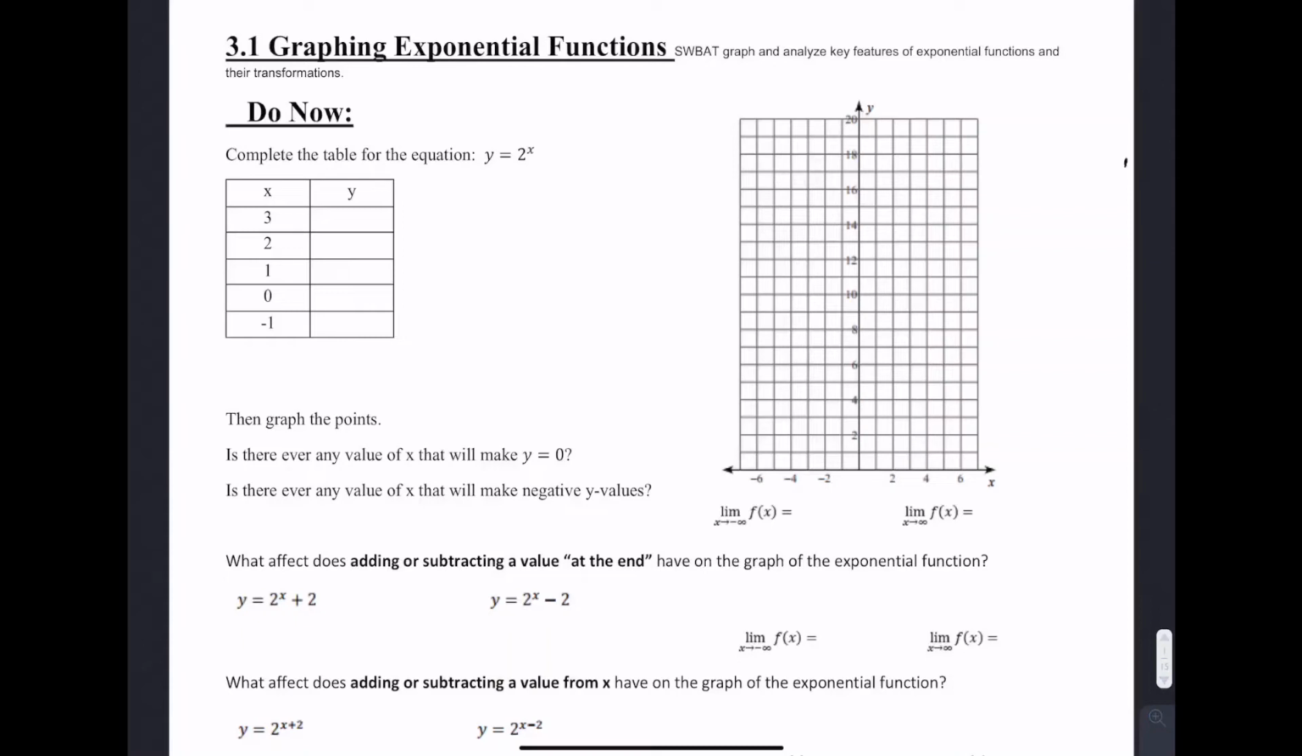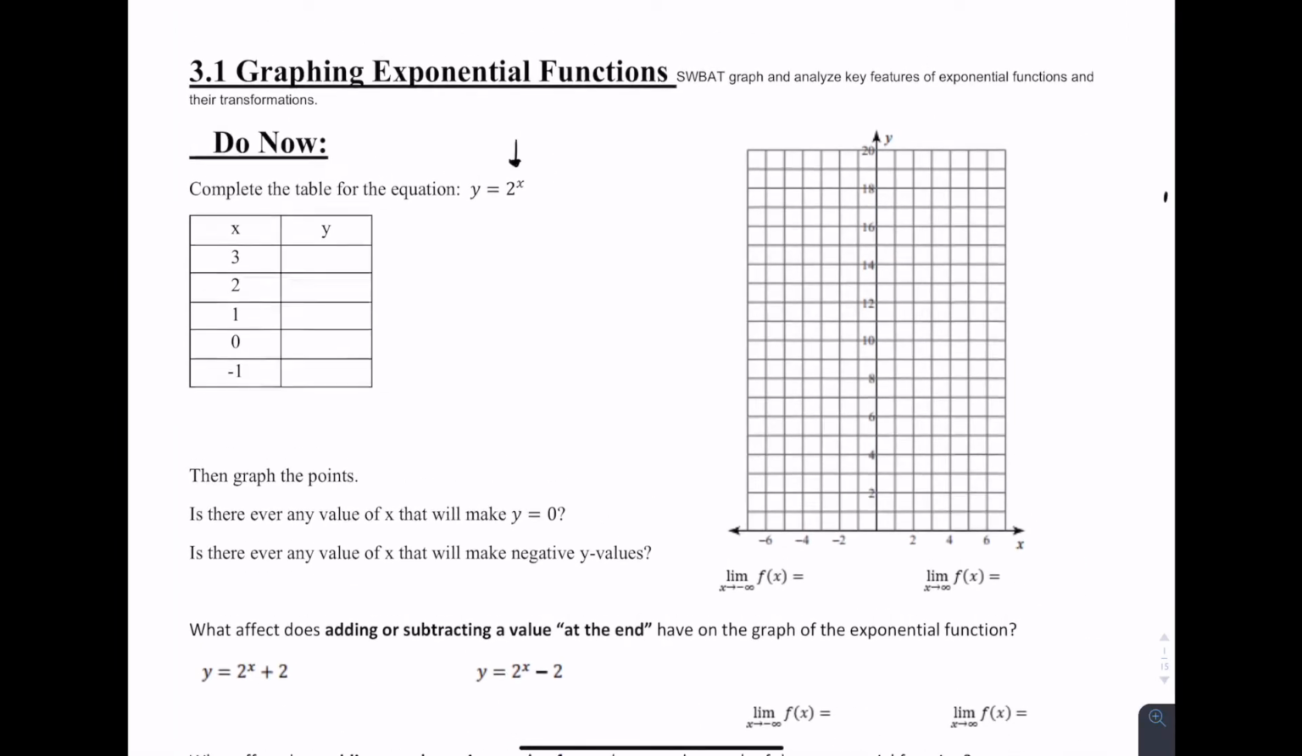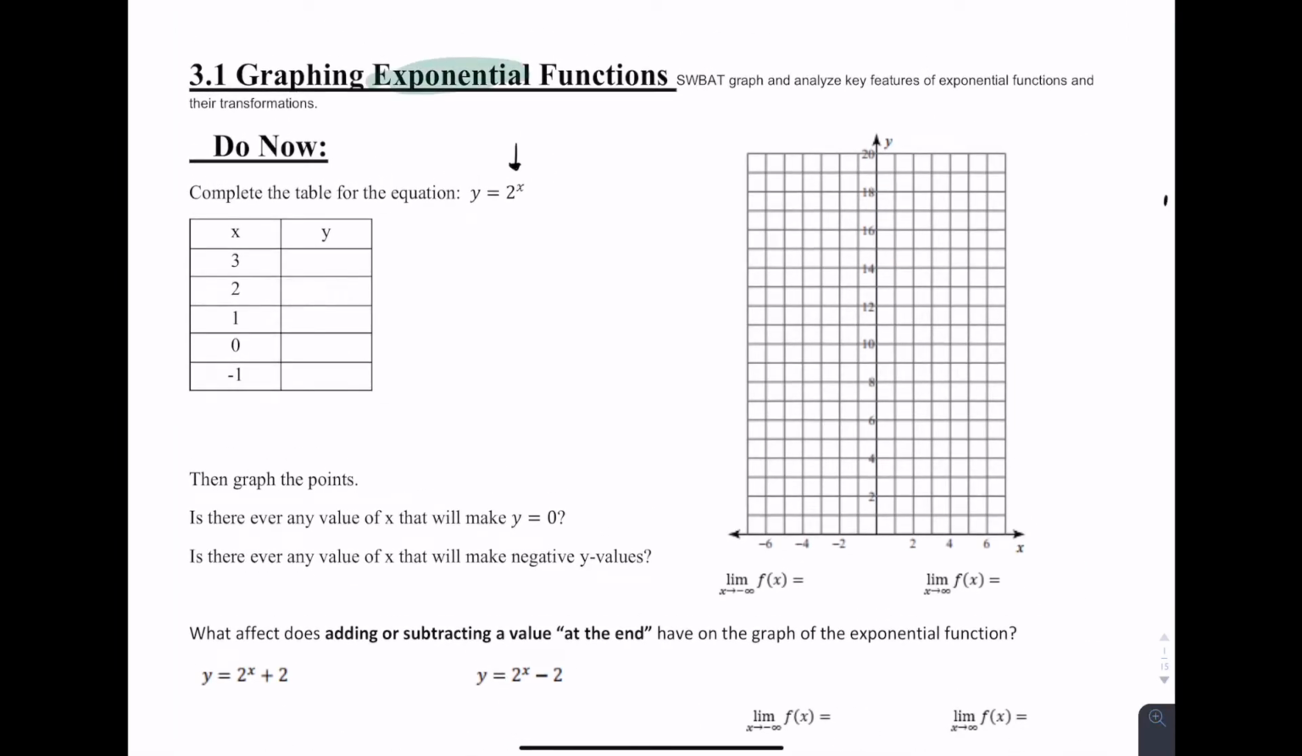Hello, ladies and gentlemen. So today we're going to be talking about graphing exponential functions. Exponential functions are essentially any that look like this: a number with an exponent on it. So this could also be 3 to the x, 5 to the x, negative 10 to the x, any number with an exponent of x. That's why they're called exponential functions, because of the exponent component.